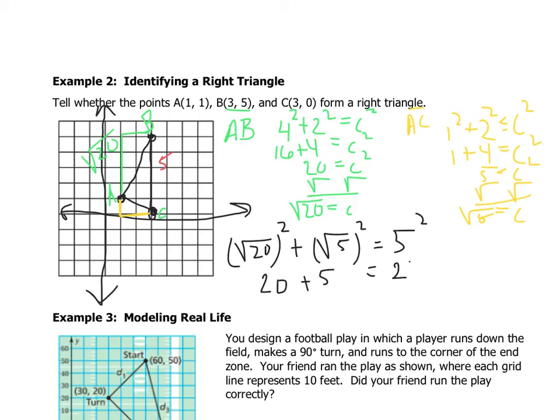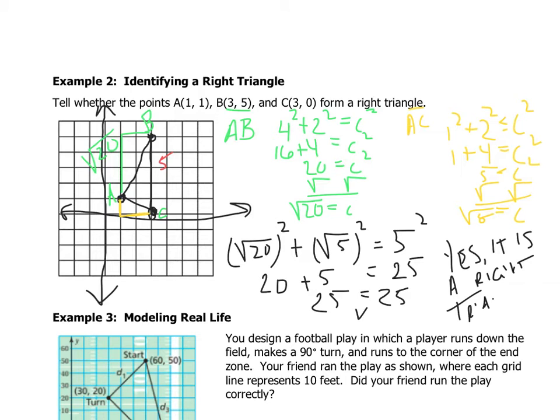And then we know that 5 squared is 25. So look at what we get. We get 25 equals 25. So yes, it is a right triangle. So a bunch of steps there, but nothing that was really that challenging. Just got to kind of piece together your steps a little at a time as you go.